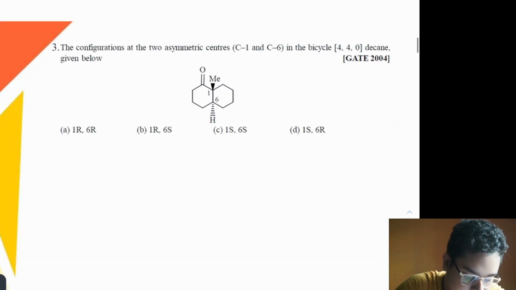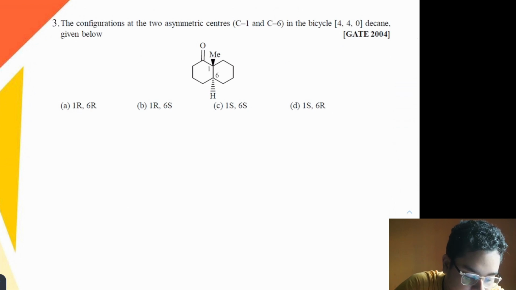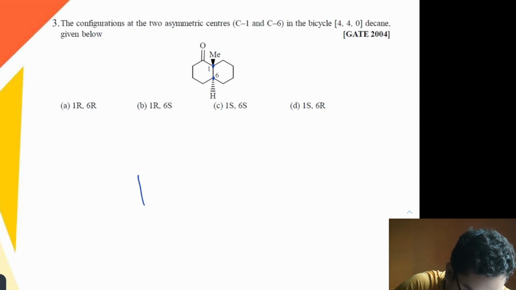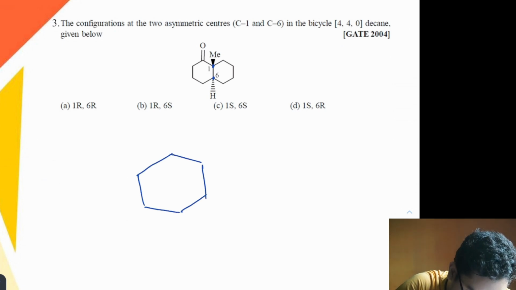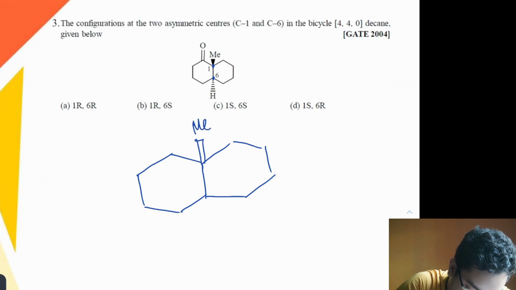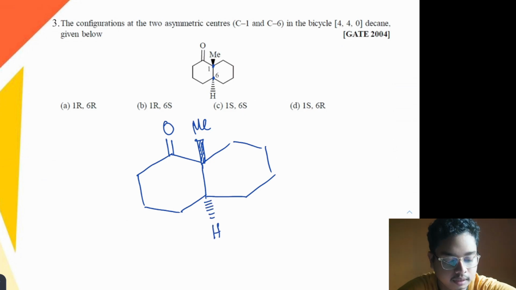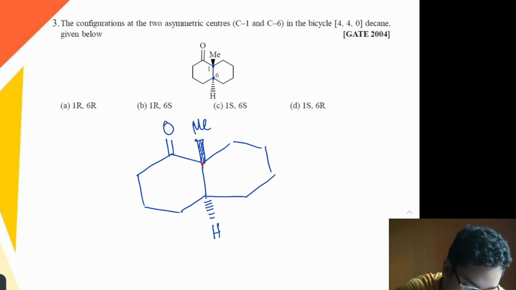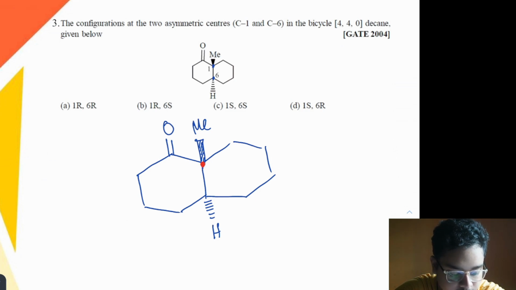Now let's move on to the third question. The configuration of the two asymmetric centres in the C1 and C6 in the bicyclo 4,4,0 decane, like this particular compound. So first let us draw this particular compound. So this will be our molecule. Now we have to check about the RS nomenclature of this particular chiral center.